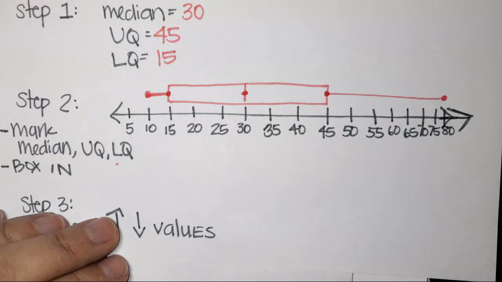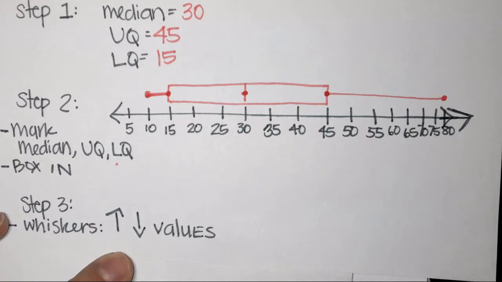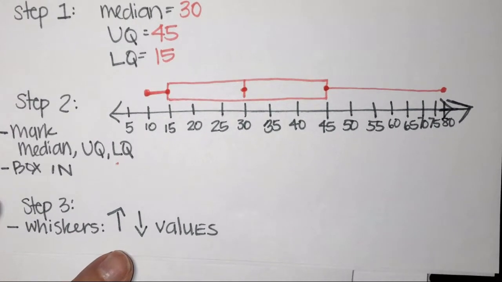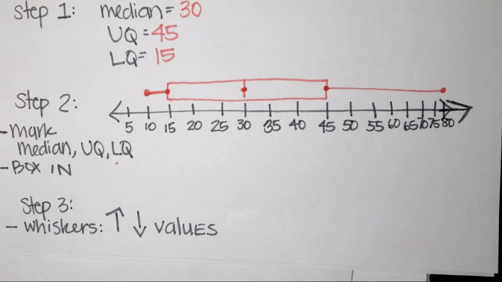And earlier where we didn't have the whisker, that is possible. That will happen when your upper quartile and your highest number are the same. And that's typically when you do have a number repeating itself. Okay?